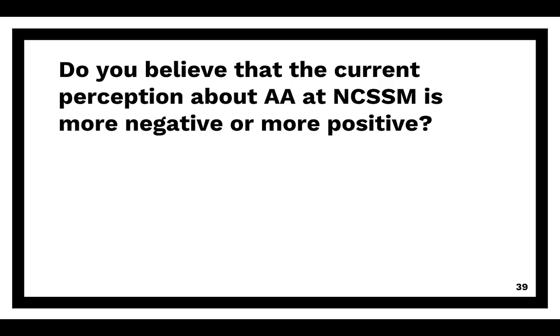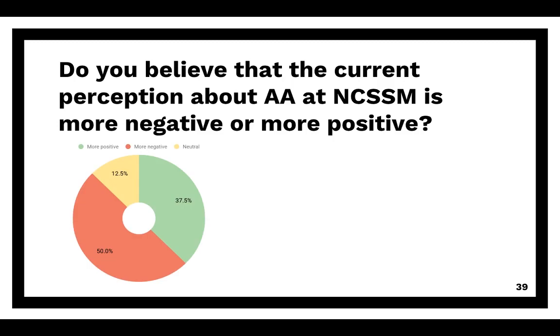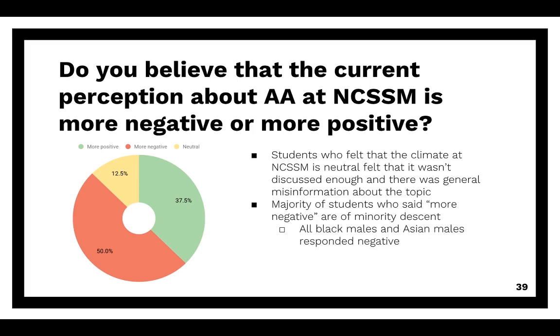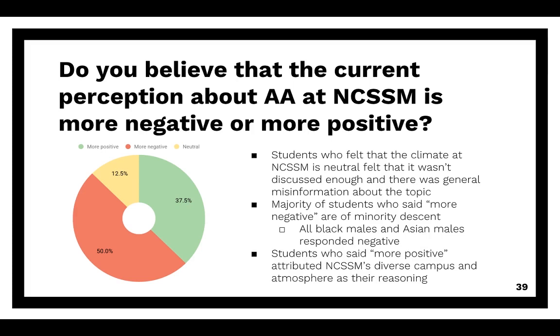And unsurprisingly, a majority of the students said more negative. Students who felt like the climate was neutral felt like there wasn't enough discussion about affirmative action, or there was misinformation overall. Meanwhile, a majority of students who said more negative were of minority descent. All Black males and Asian males in particular responded negative. Students who said that there was a more positive atmosphere said that NCSSM valued culture and diversity as a reason for why it was more positive overall.